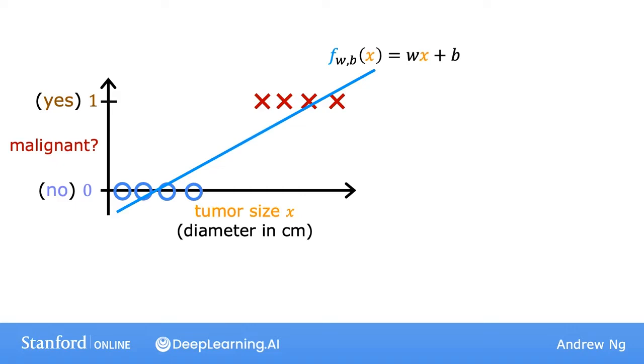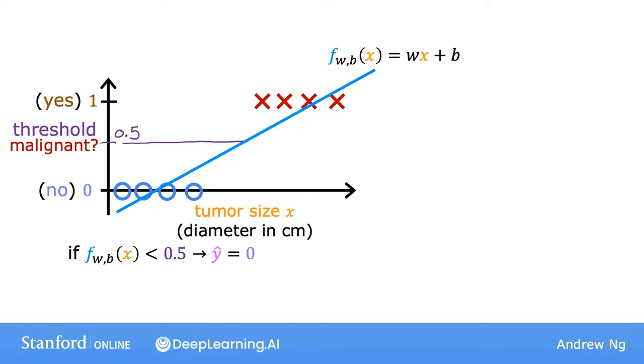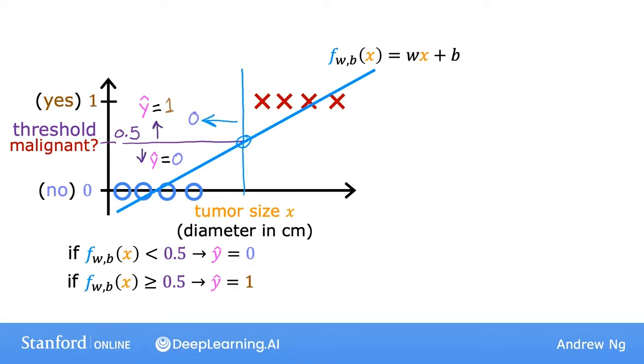One thing you could try is to pick a threshold of, say, 0.5, so that if the model outputs a value below 0.5, then you predict y equals 0 or not malignant. And if the model outputs a number equal to or greater than 0.5, then predict y equals 1 or malignant. Notice that this threshold value 0.5 intersects the best fit straight line at this point. So if you draw this vertical line here, everything to the left ends up with a prediction of y equals 0, and everything on the right ends up with a prediction of y equals 1.